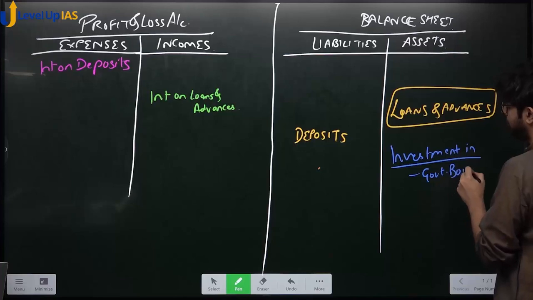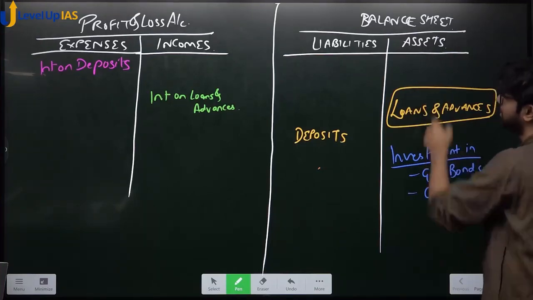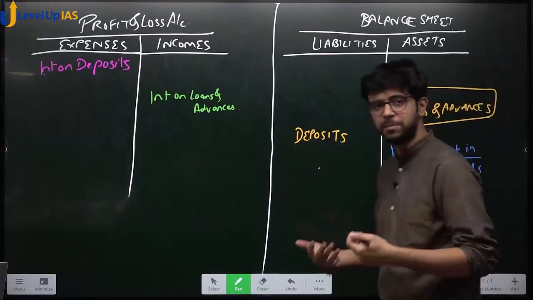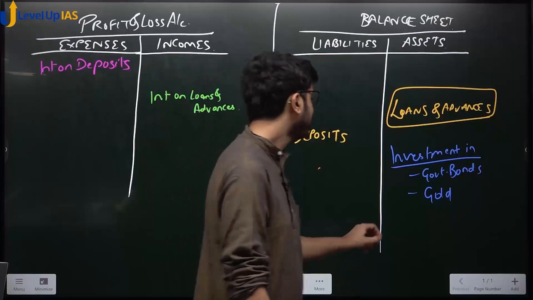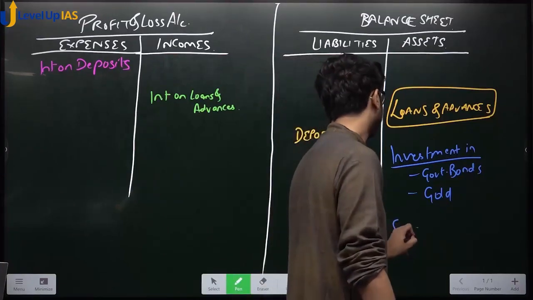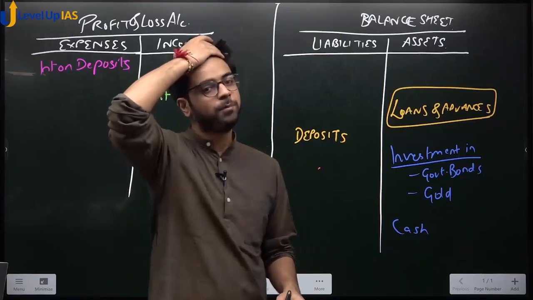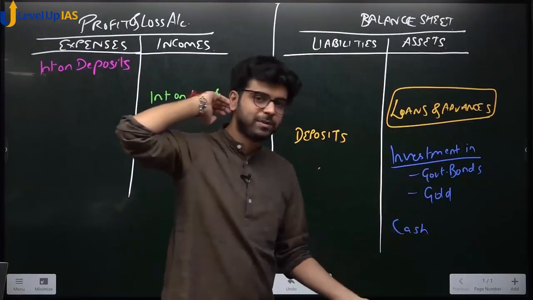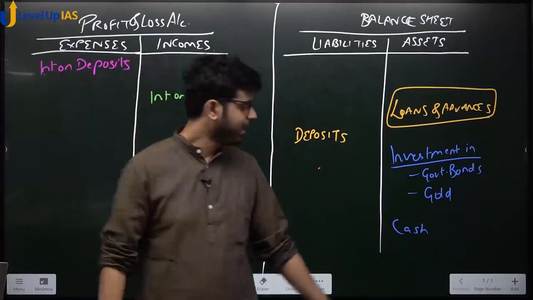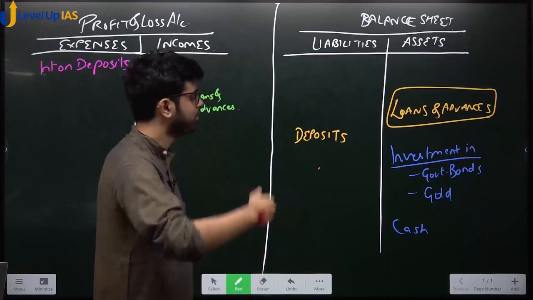Do you remember banks also invest in gold? Can I write gold also as my asset, because gold is also an asset, because it is my possession and it will give me future economic benefits? Can I write cash also here, because cash is also my asset after all? Cash, I can use it anytime. If I am keeping deposits in other banks as my asset, then I would write cash also as my asset. Do you agree cash will come here, or is cash a liability? Do we have to pay cash to someone? We don't. Okay.